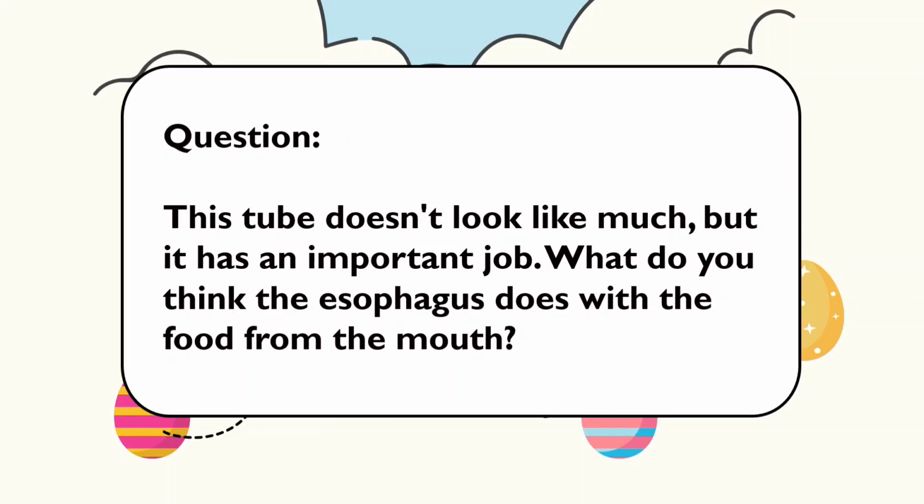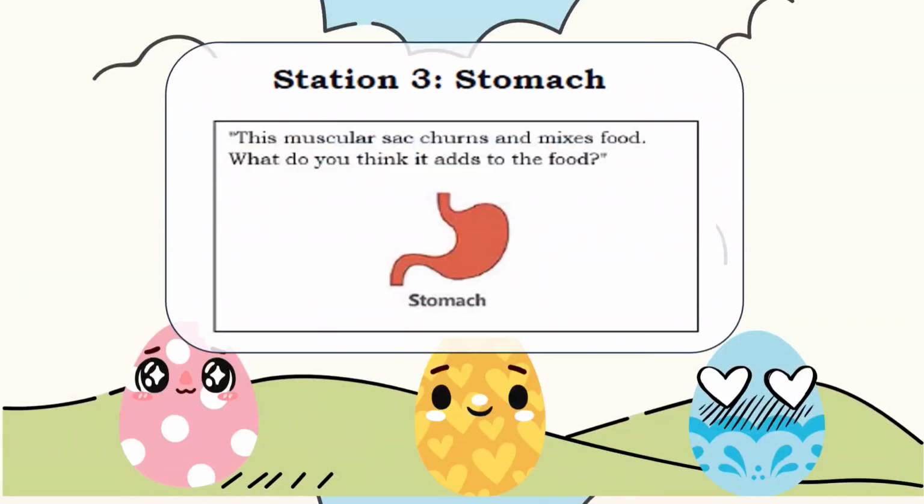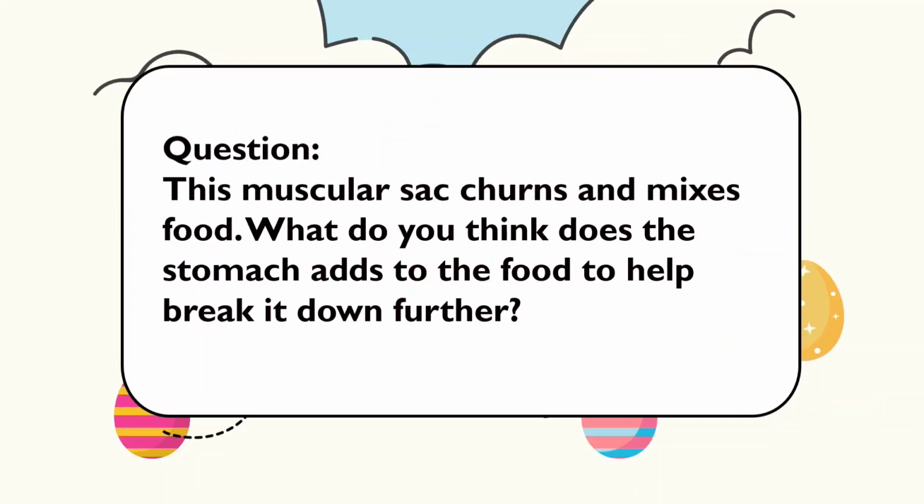This tube doesn't look like much, but it has an important job. What do you think the esophagus does with the food from the mouth? This muscular sac churns and mixes food. What do you think the stomach adds to the food to help break it down further?